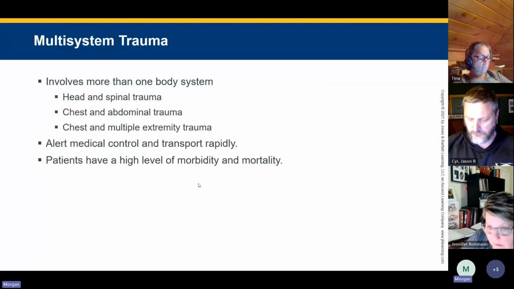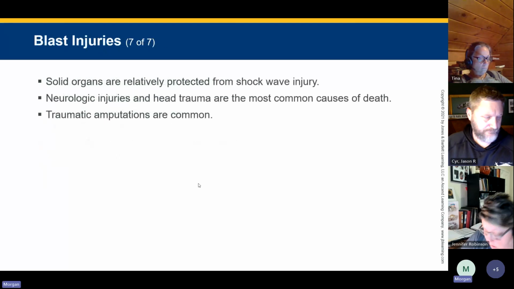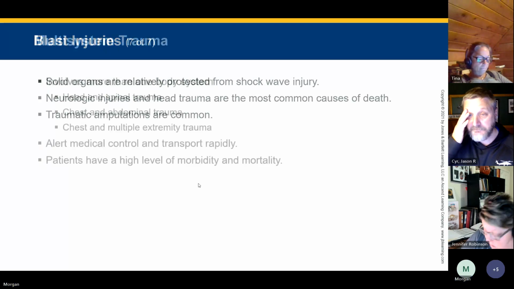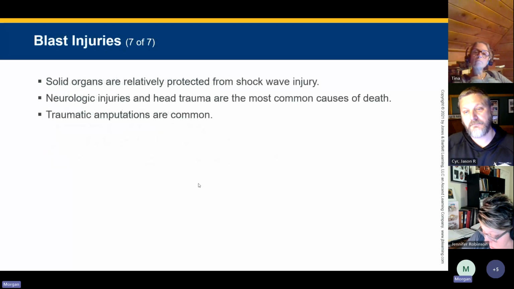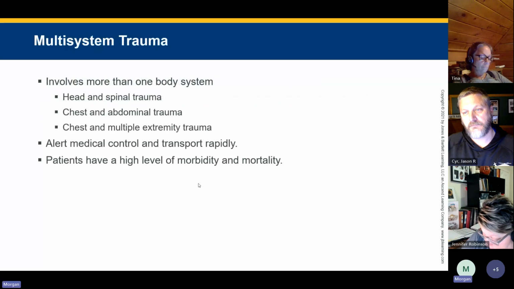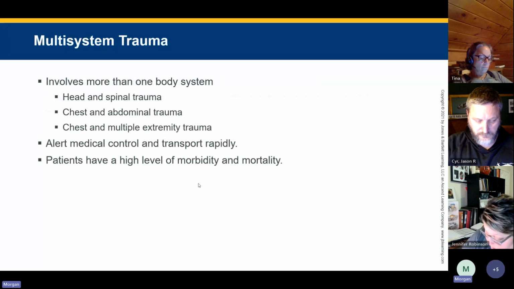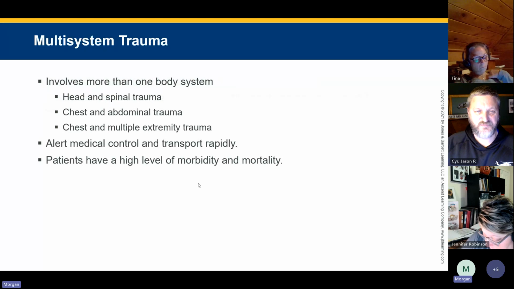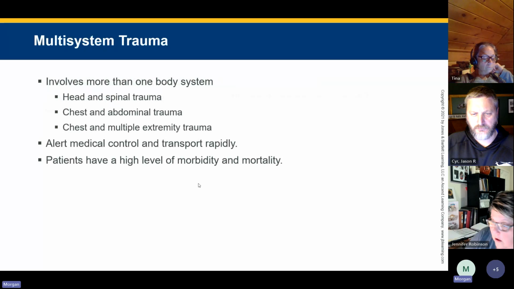Any questions on blast injuries? None. I would not worry about what the explosive was. I would just get the patient and get out of there. But I would tell the ER what happened if you do have patients. And usually they're going to need surgery. It involves more than multi-system, yes. It involves more than one body system, like the skeletal system or abdominal issues.